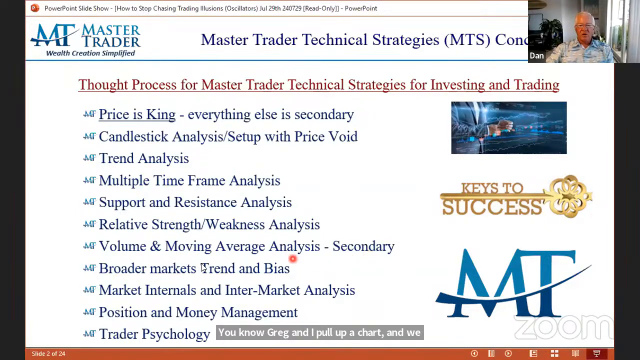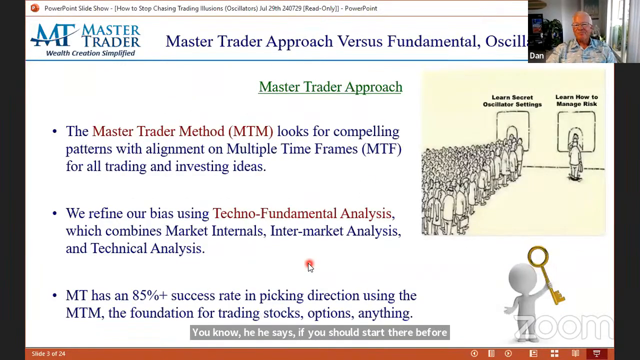We'll show you volume and moving averages. We'll show you how to objectively use moving averages today. And hey, we got a beautiful setup. What are the broader markets doing? What are the internals doing? And as Greg highlights appropriately all the time, position and money management and trader psychology are key. He says you should start there before you put on trading actually.